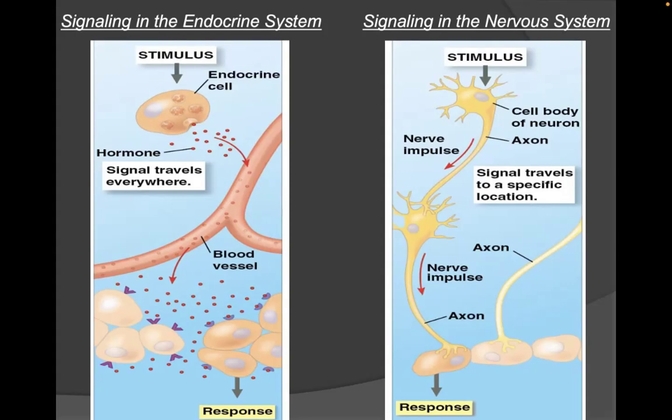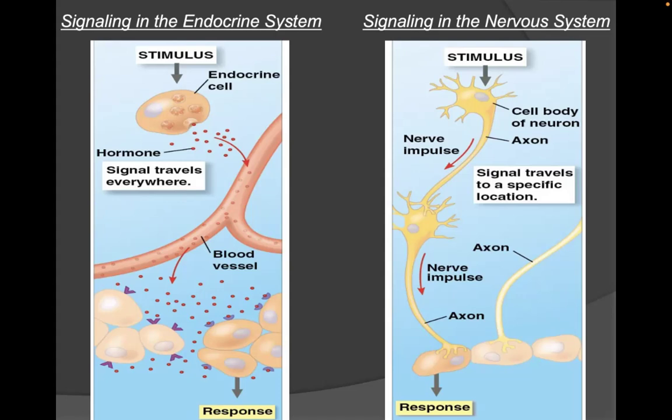Also note that there are specialized receptors to be able to detect the signal molecule. This can lead to a differential response in different target tissues. The stimulus in the nervous system will then hit a neuron. This will then cause the nerve impulse to travel down the axon.